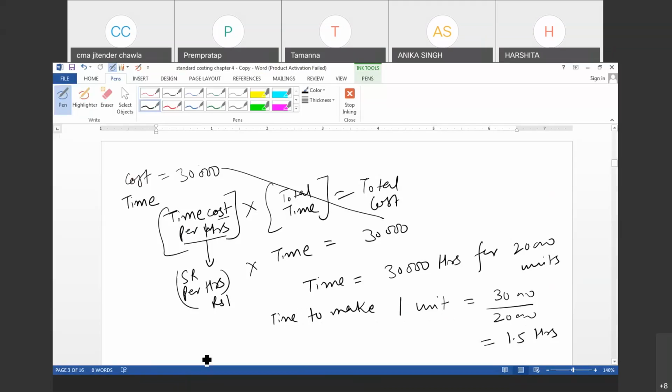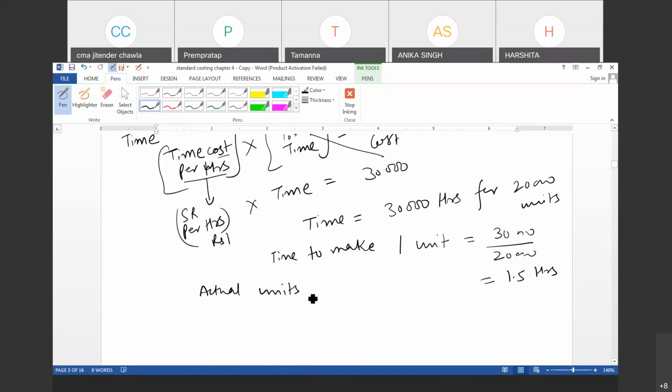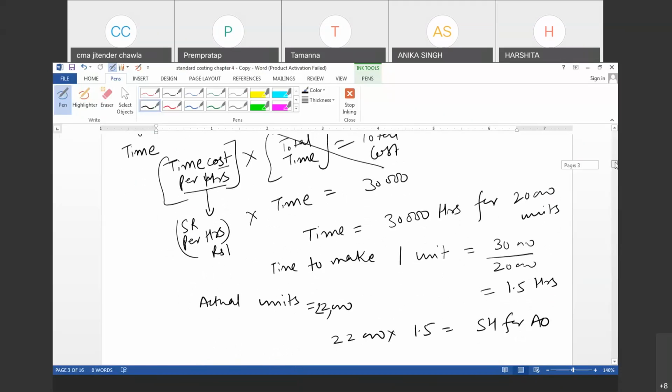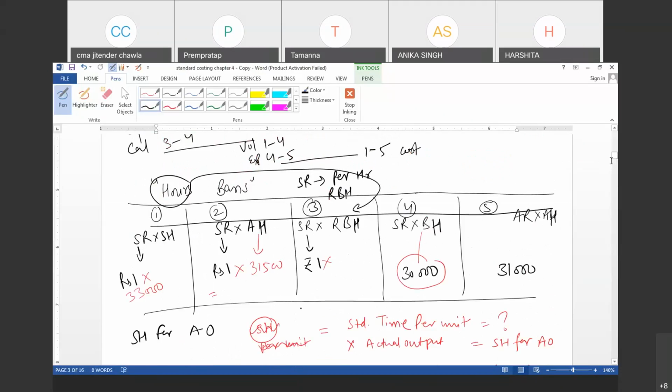Now, how much actual hours have you worked, or actual units? Actual units produced are 22,000. So 22,000 into my 1.5 will be my standard for actual output that I am saying. This is 33,000. Please reply. Am I right?